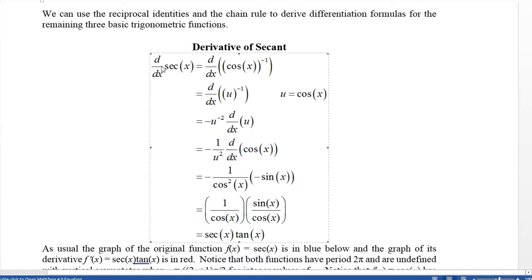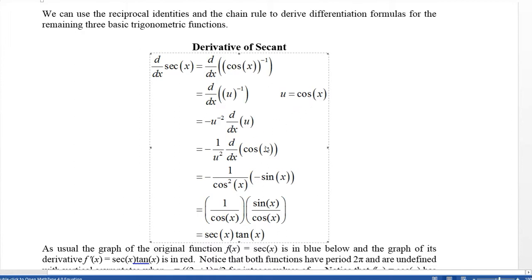So for example, the derivative of secant of x. Well, secant of x is cosine to the negative 1 power. Now this is not inverse cosine of x, this is 1 over cosine of x. This is truly a power, which we need to write out here for it to be a power. Now the derivative of cosine to the negative 1 is the derivative of u to the negative 1, where u equals cosine of x. Well, according to our power rule, that's negative 1 times u to the, subtract 1 from the power, negative 2. We did a substitution though, so that's times the derivative of u.